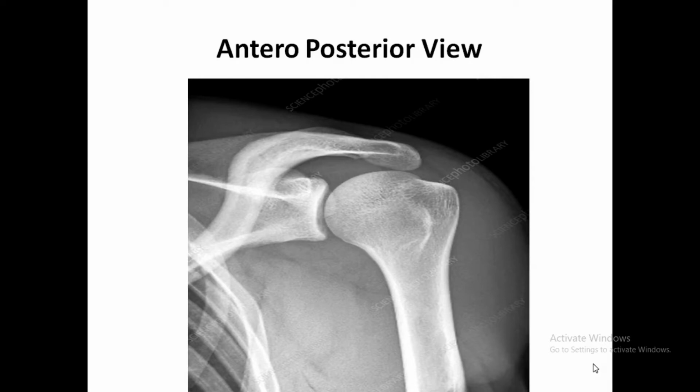Anterior-posterior view. Anterior is front and posterior is back. So the view is taken from front to the back. When an X-ray is taken with the back against the film plate and the X-ray machine in front of the patient, it is called an AP view or the anterior-posterior view.